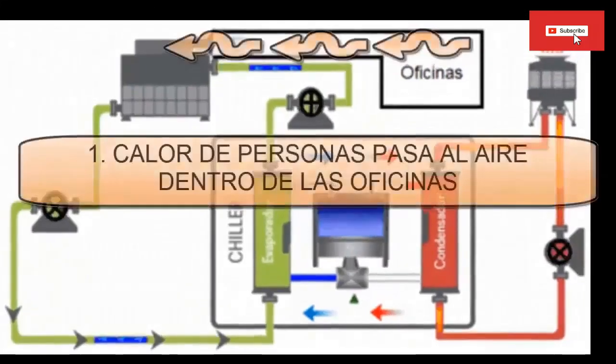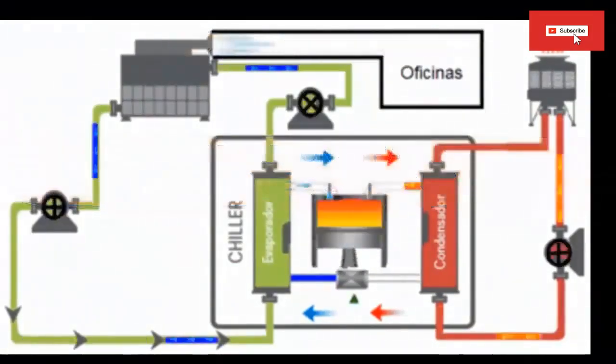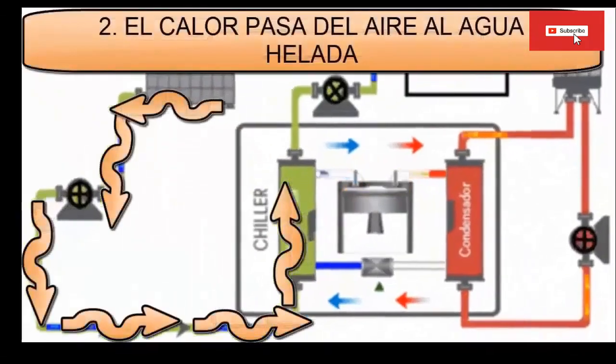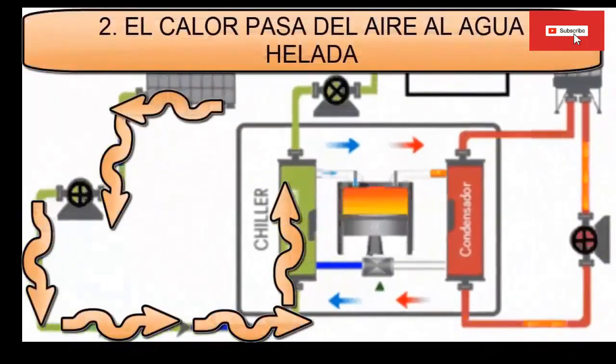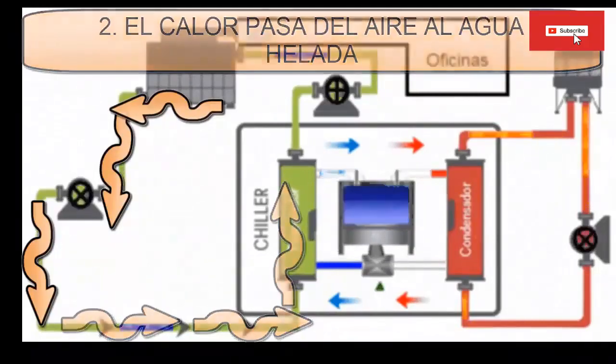Step 1. The heat of the people inside the offices passes into the air, because the people are warmer than the air in the offices. Step 2. Now the air in the offices has the warmth of the people. It transmits it or passes to the frozen water, because the air has more temperature than the frozen water.